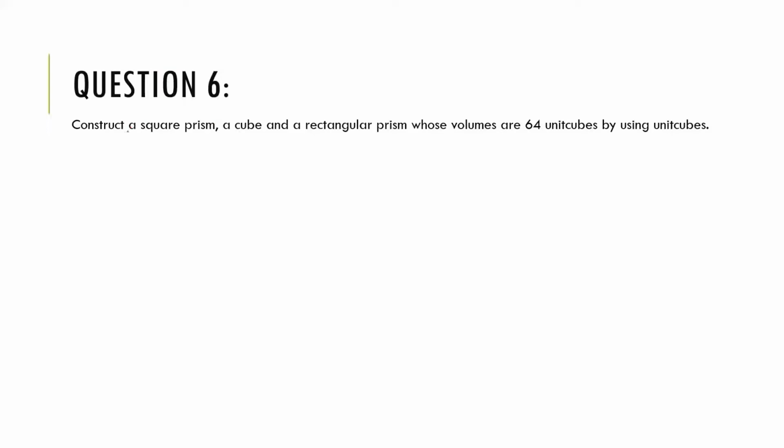Question 6. Construct a square prism, a cube, and a rectangular prism whose volumes are 64 unit cubes. Let's start with a cube. A cube should have the same length on all the sides. So we can say it's A, and A. The volume is A cubed. So the answer is 64 unit cubes. A should be 4.